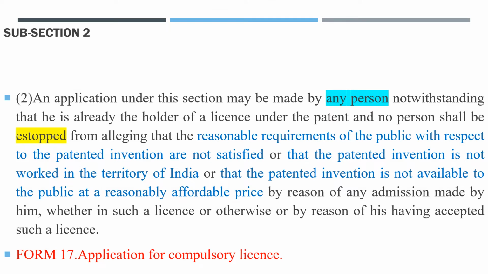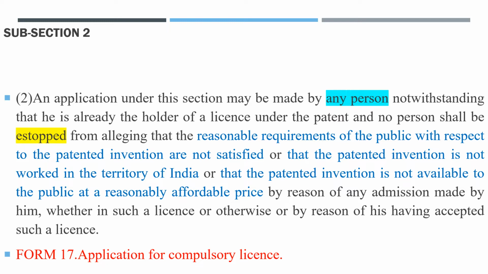Subsection 2. This says, an application under this section may be made by any person, notwithstanding that he is already the holder of a license under the patent, and no person shall be stopped from alleging that the reasonable requirements of the public with respect to the patented invention are not satisfied, or that the patented invention is not worked in the territory of India, or that the patented invention is not available to the public at a reasonably affordable price by reason of any admission made by him, whether in such a license or otherwise, or by reason of his having accepted such a license. Okay, so here the keyword is stopped.